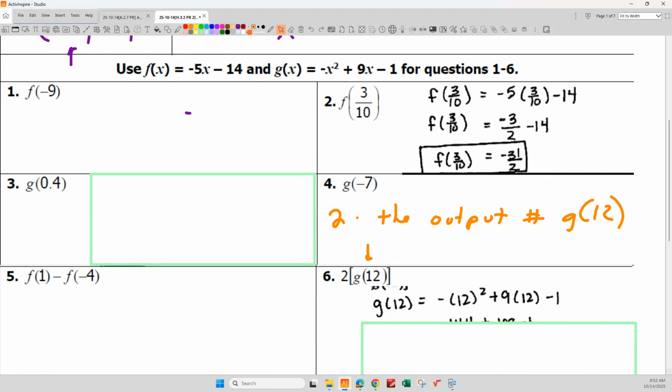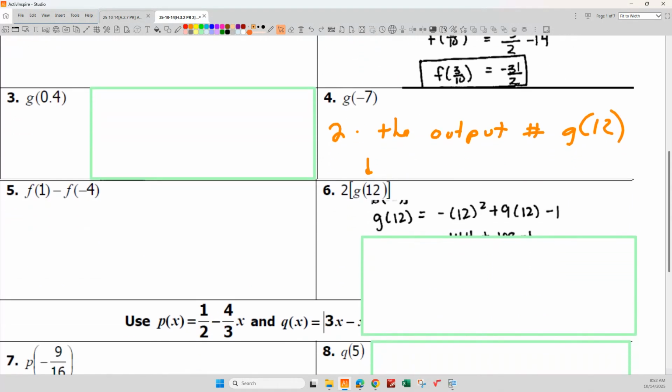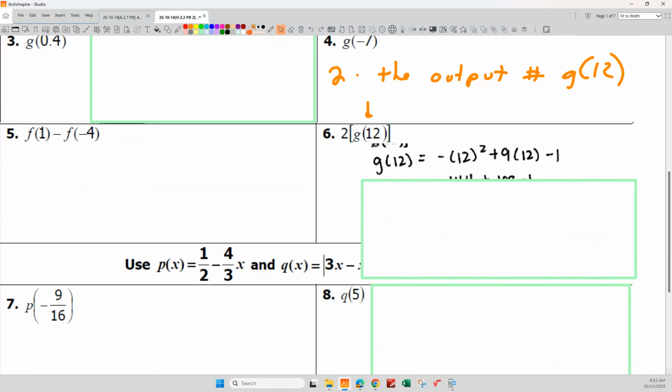What was our rule when we talked about evaluating? We've talked a little bit about this already. What did we do? Well, we want to plug in the value. We always want to put it in parentheses because then we avoid making order of operations mistakes. So I'm going to put the 12 in parentheses.